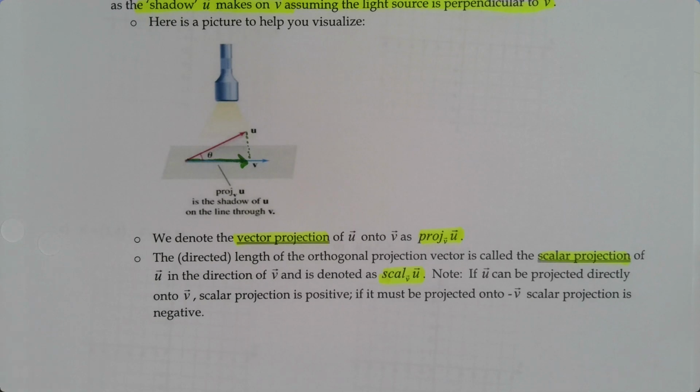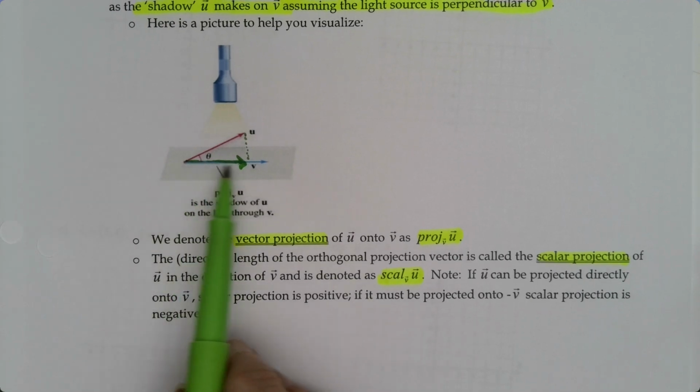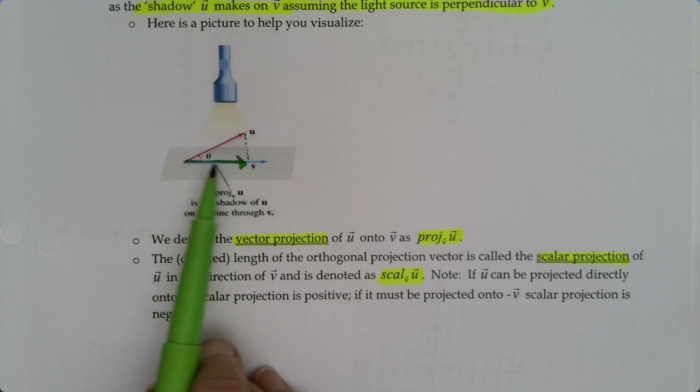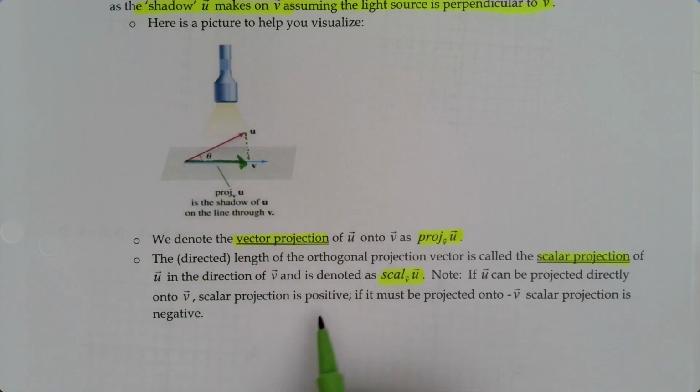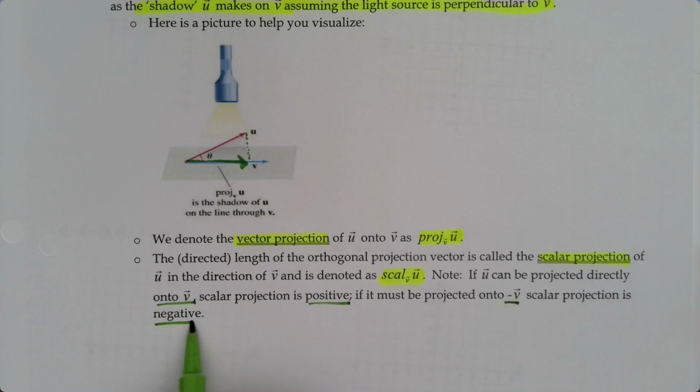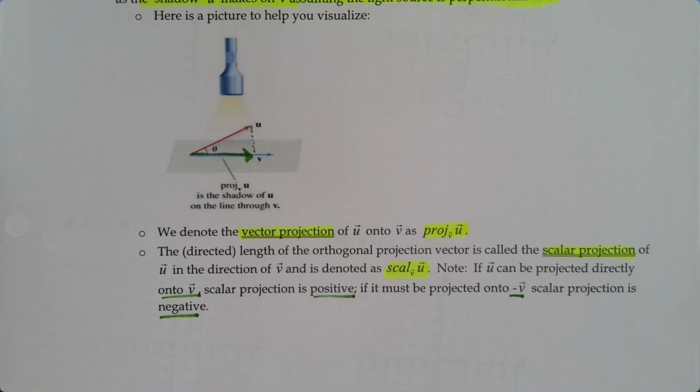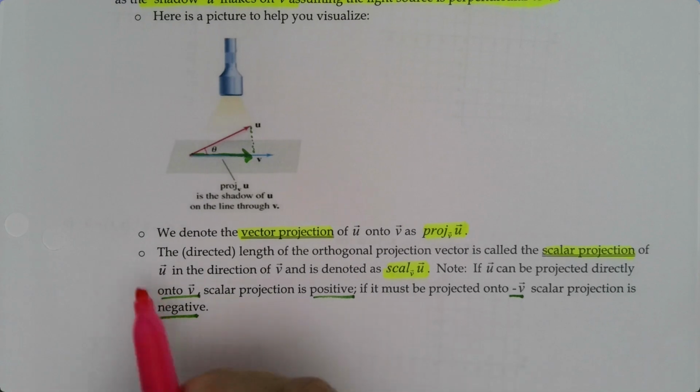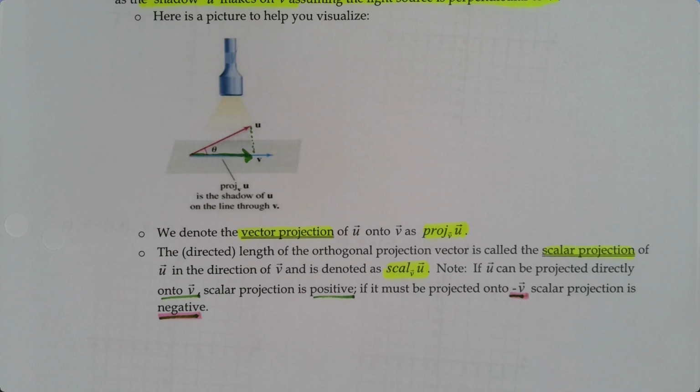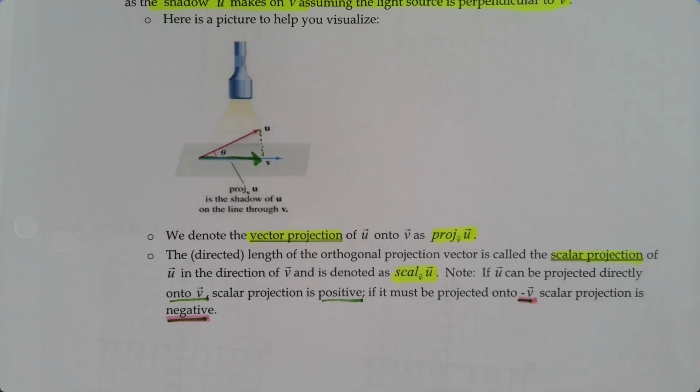All right, and you'll note that if it's casting onto positive v, if it's going in that direction, then it would be a positive value, right? So if it's onto v, it's a positive value. And if it's onto negative v, then it would be negative. Right? Let me do that in a different color. So here, negative v would make it negative. All right, so let's look at some basic examples here.